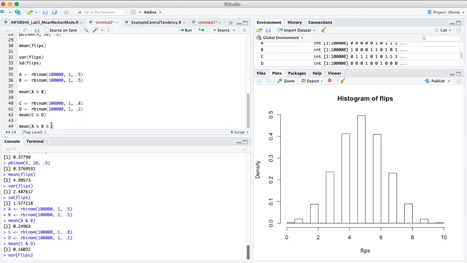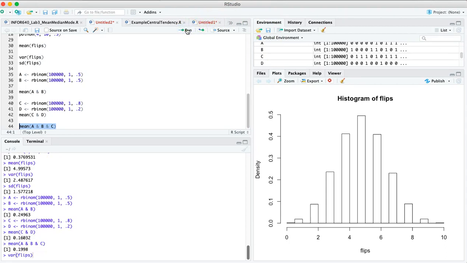And as you might expect, we can also find the mean or the probability of A and B and C. If we run this, we see the probability of getting a heads the first time, heads the second time, and heads the third time, noting that the third time we have an unfairly weighted coin. So go ahead and run that. It comes out a little bit higher than we might have expected if they had all been fair, right?